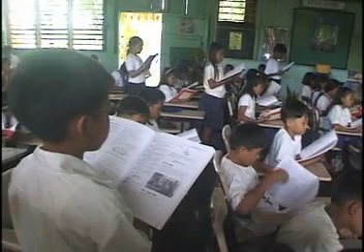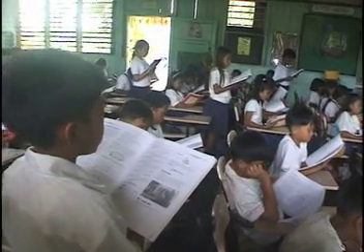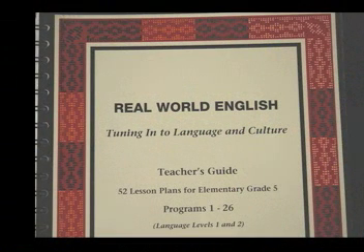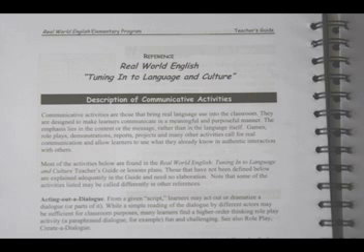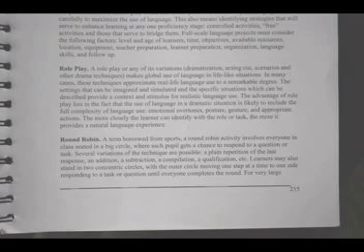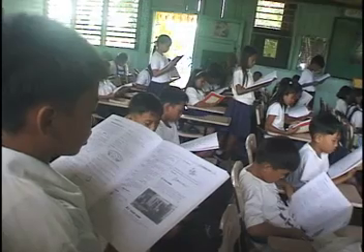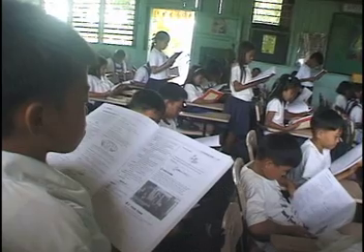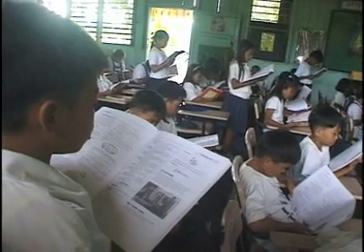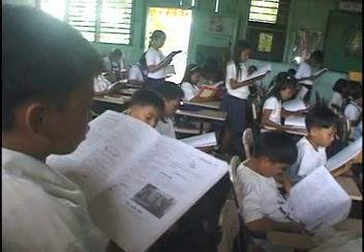These activities are based in communicative language practice. In the back of the teacher's guide, there's a very useful reference section with practical descriptions of a wide range of communicative activities. In this post-listening activity, children are doing a form of role play, reenacting the drama they have just heard.